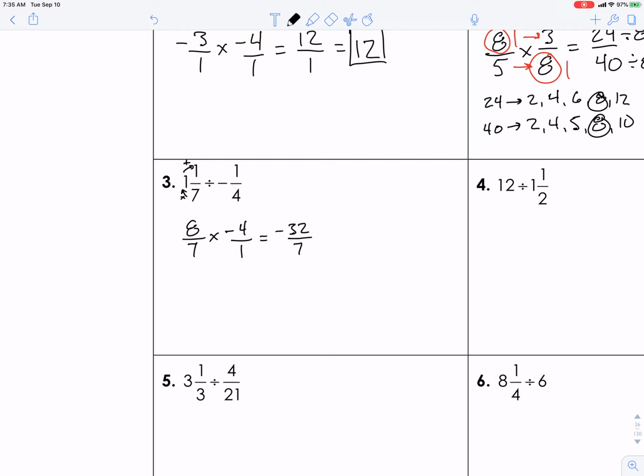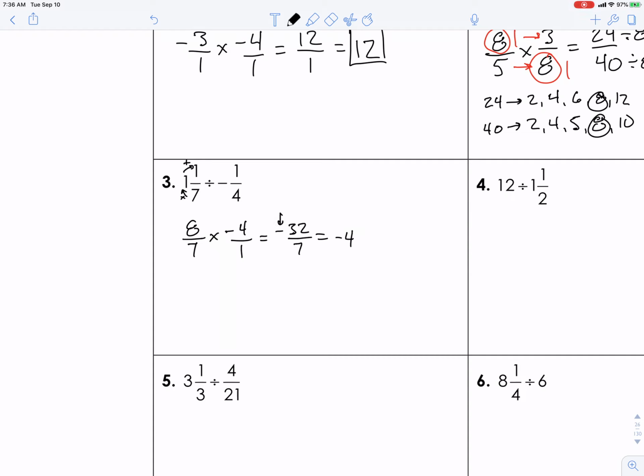How many times is 7 going into 32? Well, 7 times 1 is 7. 2 times 7 is 14. 3 times 7 is 21. 4 times 7 is 28. I'm sneaking up on 32. 5 times 7 is 35. That's too much. So it's definitely going to be a negative 4.